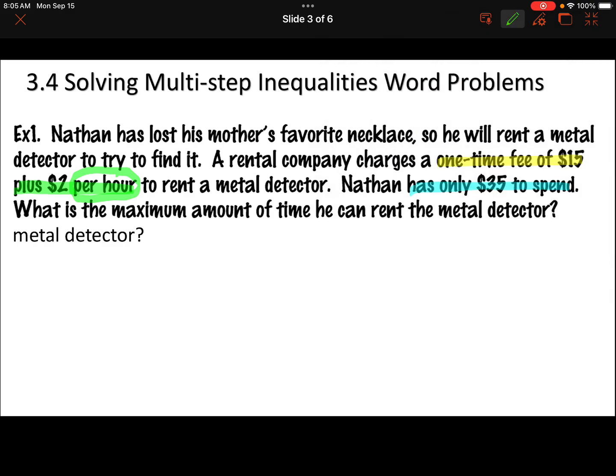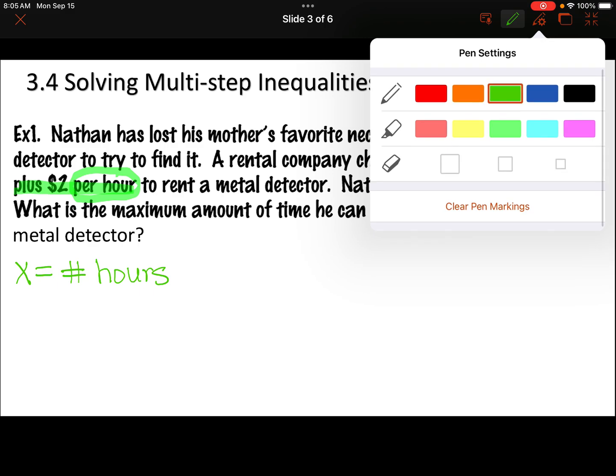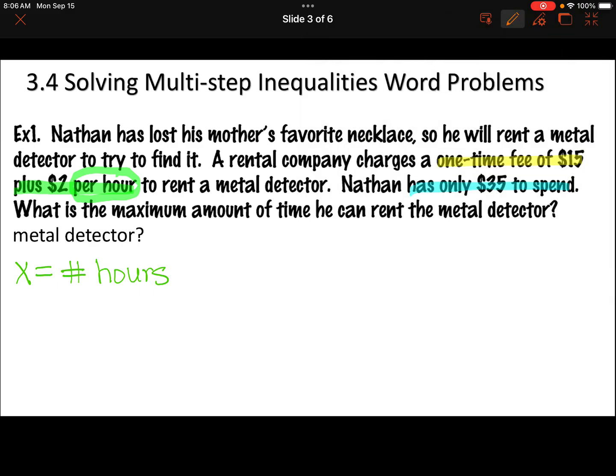Okay, so we're going to say x equals the number of hours. And then for our inequality, we are going to say 15 plus that fee of $2 per hour, so 2x. And if I only have $35 to spend, I can spend all of it, so it can equal 35. I cannot spend more of it. I could spend less and have some money left over, so it could be less than or equal to 35.